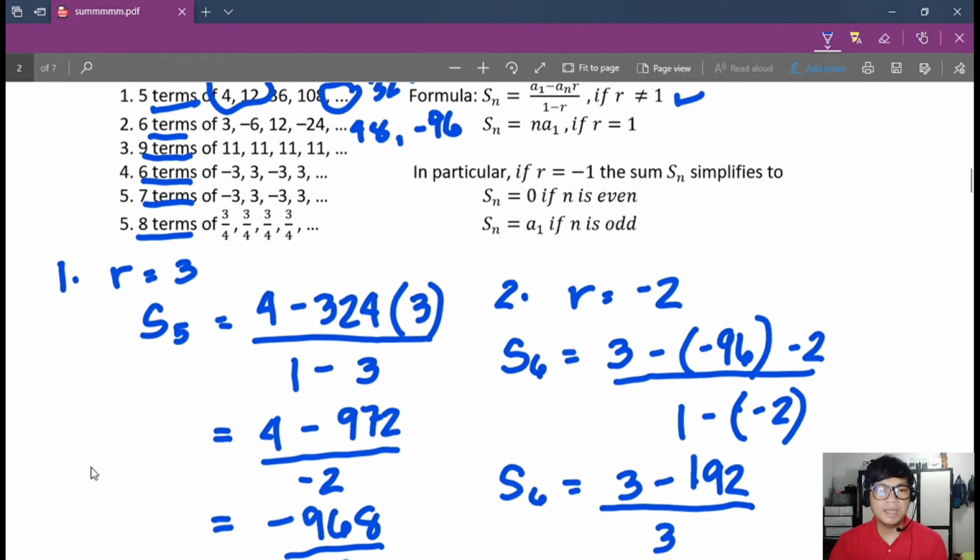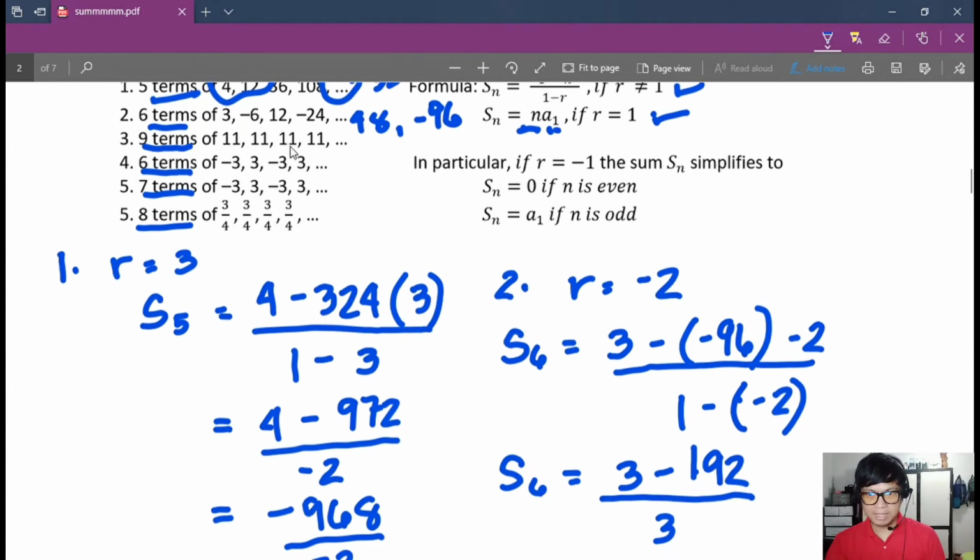Okay, so number 3. Find the sum of the first 9 terms of 11, 11, 11, 11. As you can see, the common ratio here is 1, kasi pare-pareho man siya. So, ang gagamitin natin itong second formula: the sum S of n is equal to the number of terms, ilan ba lahat ng terms sa geometric sequence, times the first term. So, ganun lang yung gagawin natin.